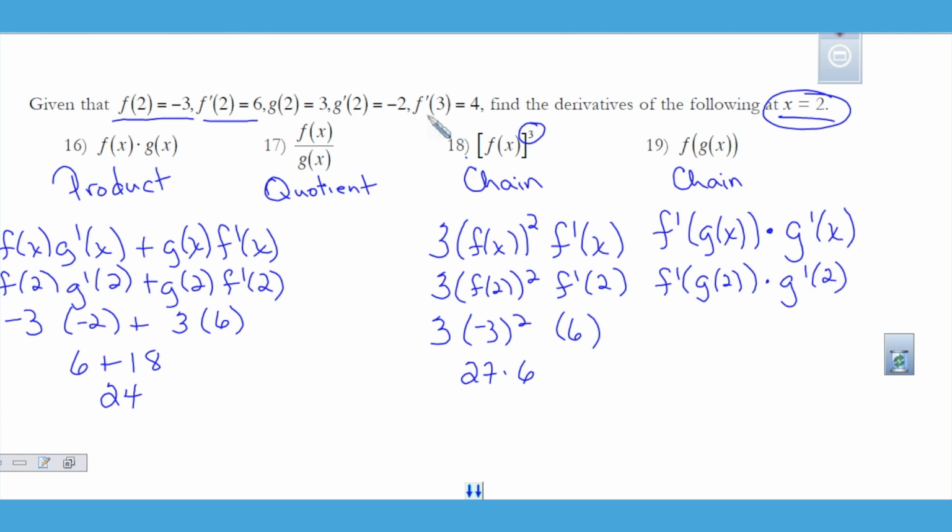Oh, now I know why we have this extra little guy right here. So f prime at g of 2 must be equal to, g of 2 is 3. Yeah, that's why we had to have that extra f prime of 3. I was wondering where that was going to come into play. And it just did. And so f prime of 3 is 4, and g prime at 2 is negative 2, and that's negative 8.